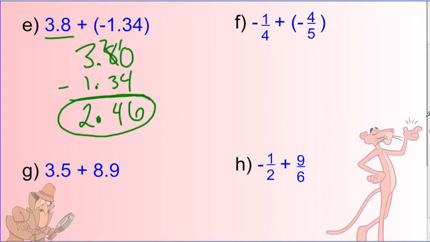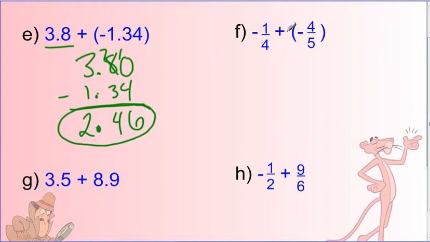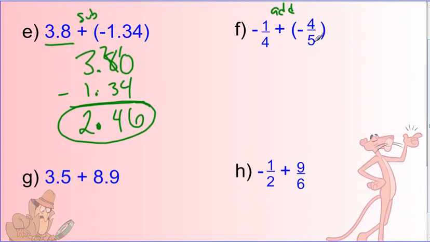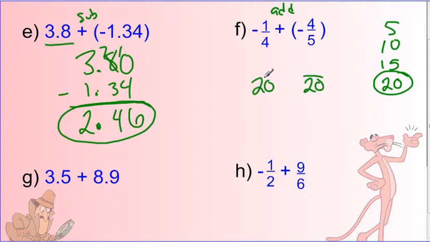Letter F. My signs are the same, so we're going to add. Now, to add, you have to have the same denominator. So you've got to figure out, what number do 4 and 5 both go into? If you don't know it off the top of your head, you can look at a multiplication chart, or you can count by 5s till you find a number that 4 goes into. And that's it. 5 goes into 20, 4 goes into 20. So that is going to be your common denominator.